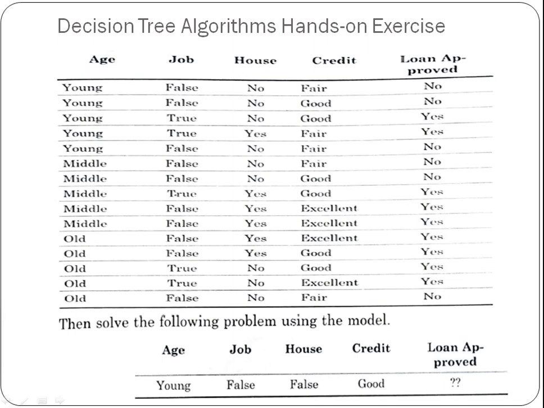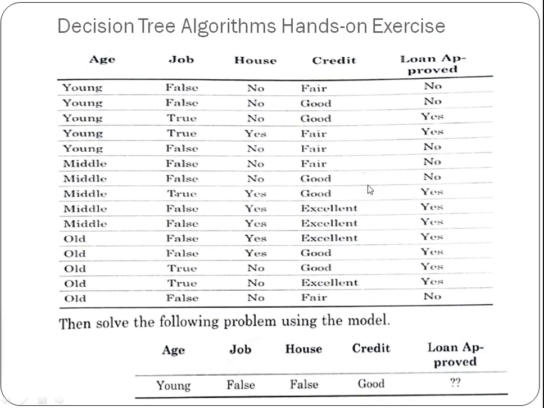In this session, we are going to talk about the exercise which I had given in the previous session. So this exercise is based on the loan, whether for a particular person a loan can be provided or not, and they have given the attributes like age, job, house, and credit status.